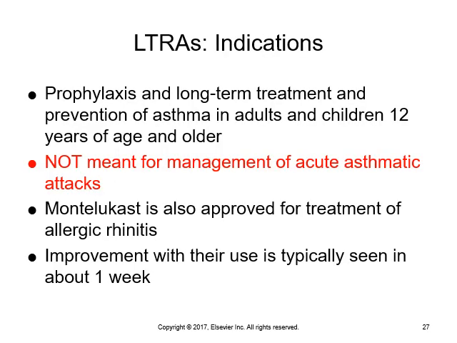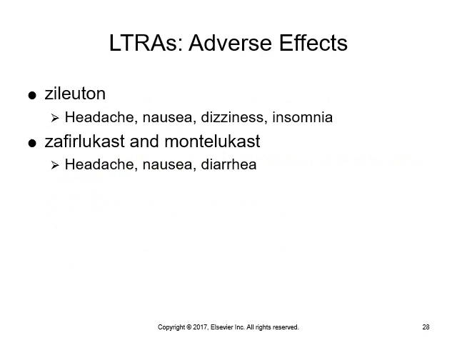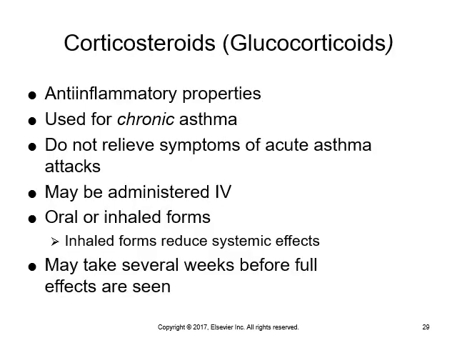Our indications are going to be prophylaxis and long-term treatment and prevention of asthma in adults and children 12 years of age or older. It's not meant for management of, once again, acute asthmatic attacks. Montelukast is also approved for treatment of allergic rhinitis. Improvement with their use is typically seen in about 1 week. Adverse effects. So with zafirlukast, headache, nausea, dizziness, insomnia, and then with zileuton and montelukast, you're going to see headache, nausea, diarrhea.